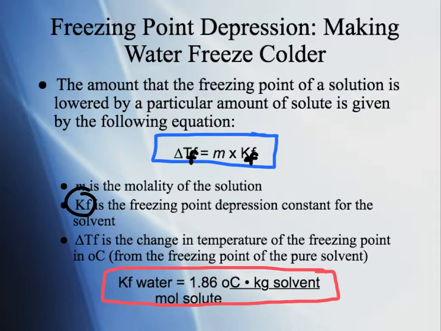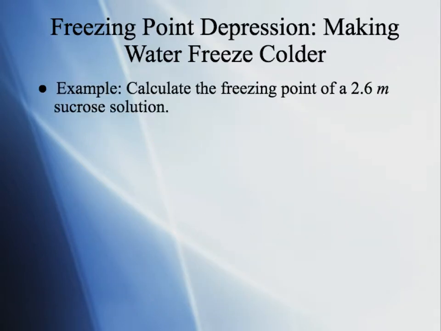So here is the Kf for water. It's 1.86 degrees Celsius times kilograms solvent divided by solute. The number here is what's important, 1.86. That's going to be our constant that we multiply the molality with to find the change in temperature for the freezing point. So let's see how this works with an example.